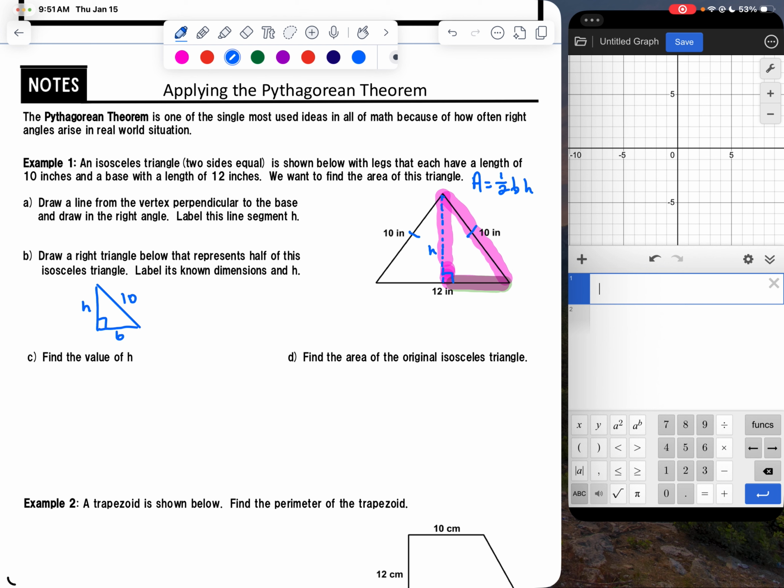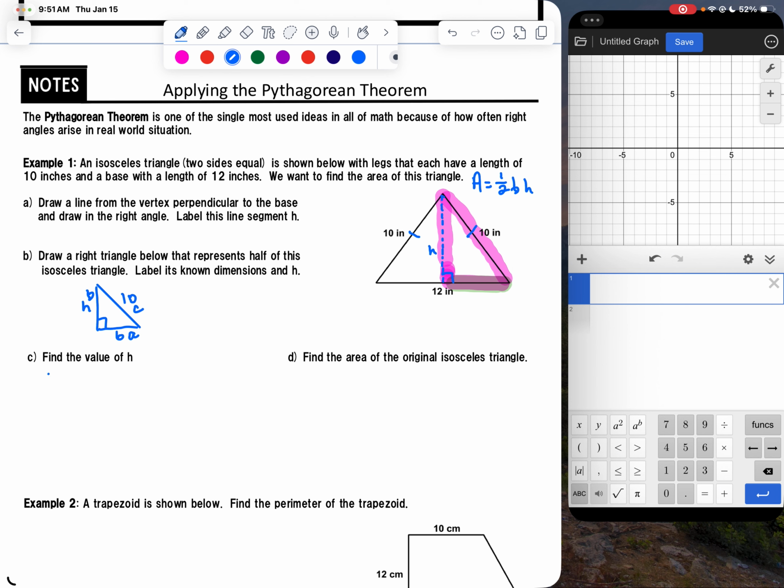Oh, and I forgot to draw in the right angle. That's really important because you can only use the Pythagorean Theorem if you have a right angle. And in this case, we do. So I'm going to label these three sides. This is my short side, I'll label it A. My other leg, I'll label B. And my hypotenuse, I'll label C.